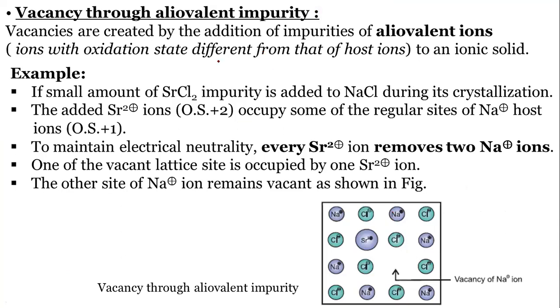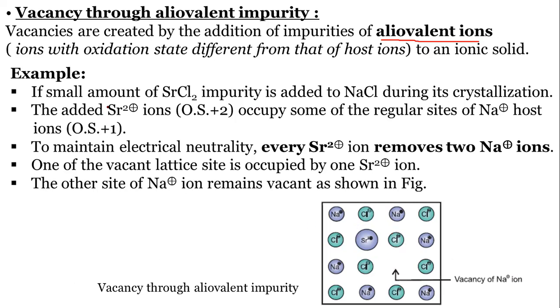Then we are discussing vacancy through the aliovalent impurity. So what is meant by aliovalent impurity? I will discuss that first. Aliovalent ions means ions having an oxidation state different from the host ions. It is called aliovalent ions when these impurities are also substituted.